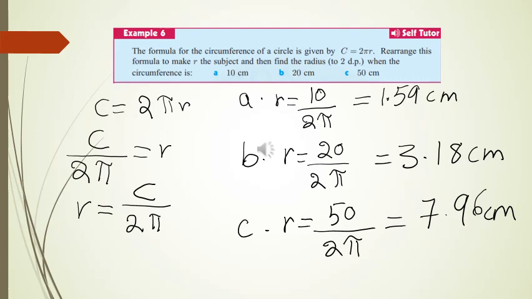The third one, number C, is exactly the same. The radius equals, substituting for 50, 50 over 2 times pi. So it equals 7.96 centimeters, when we substitute the circumference this time with 50 centimeters.